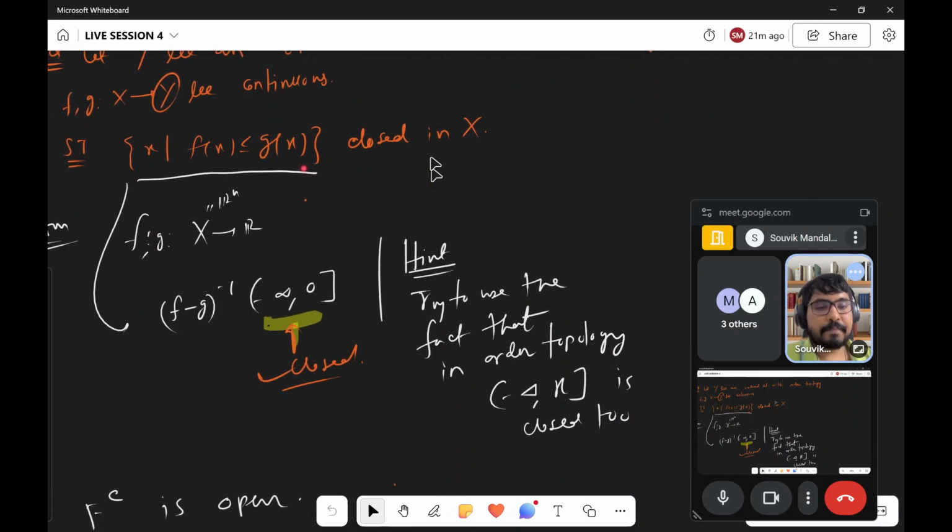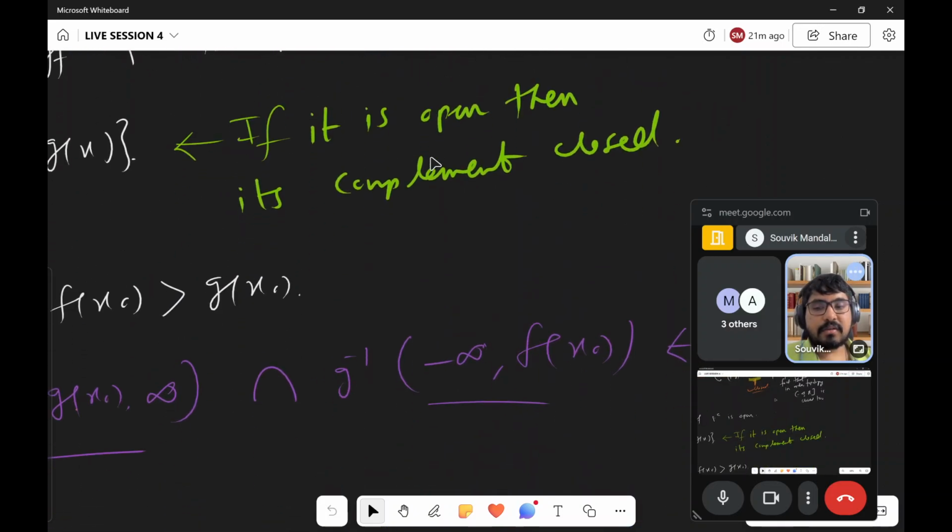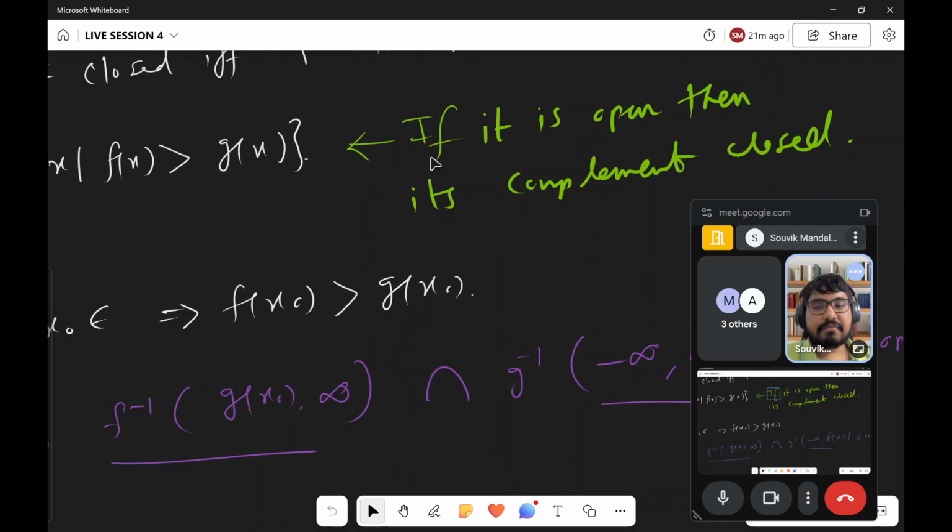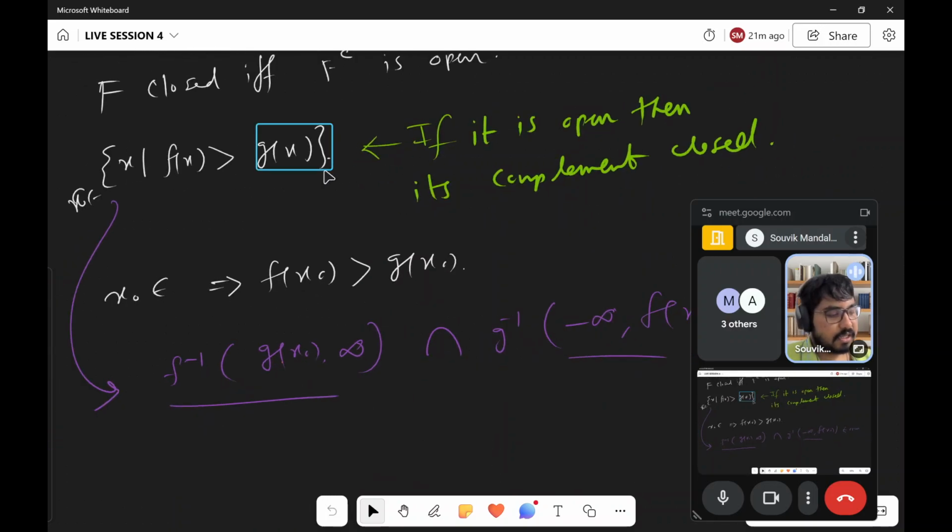So for that, finally, what we will get is that if we take a point x naught from its complement, then this particular set can be written as follows, and each of these portions is open, so their intersection is open. So that's what the argument follows.